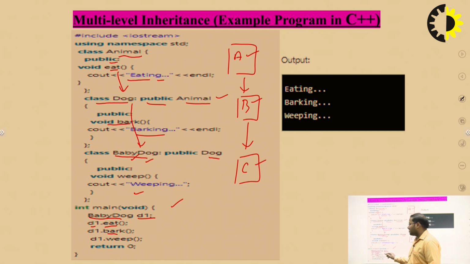I can also inherit that method, and finally I am calling the weep method from the baby dog class itself. So the output will come: firstly eating due to this, barking due to this line, and weeping. So here this baby dog derived class inherits the properties of animal and dog both. This is one of the examples of multi-level inheritance.